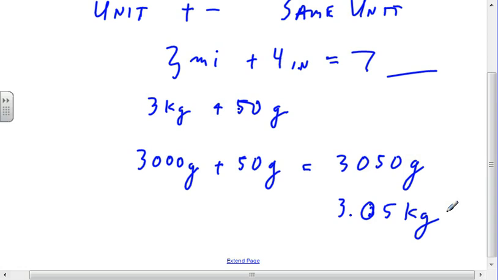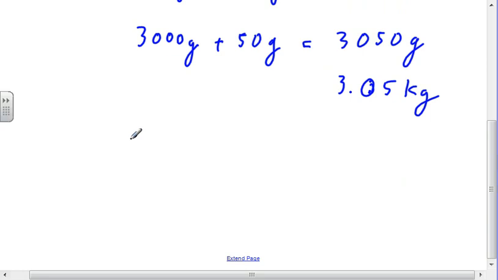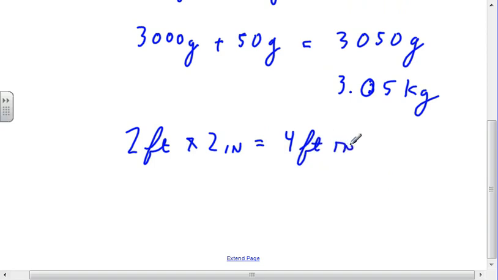If I'm going to multiply or divide the units, then that would be another thing. If I had 2 feet and I times 2 inches, I wouldn't call that 4 feet inches because that would not make any sense. But I could change this to 24 inches times 2 inches, and I could have 48 inches squared. That would be perfectly okay to do. 48 inches squared.